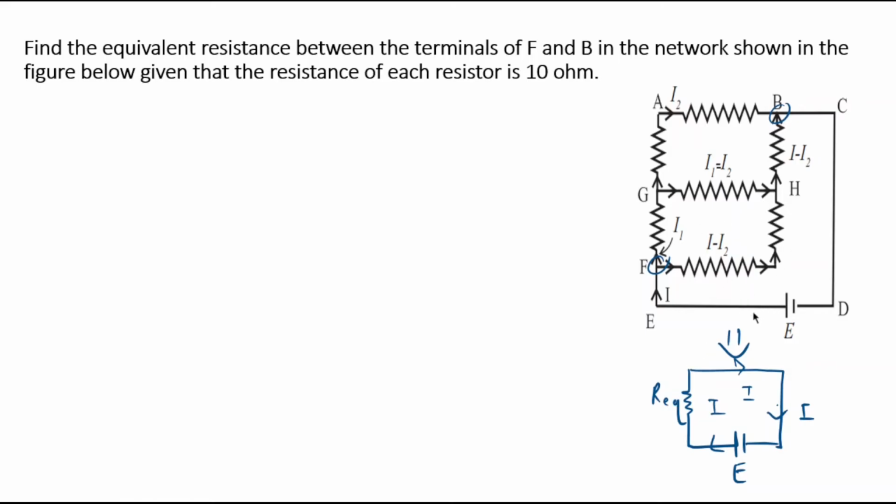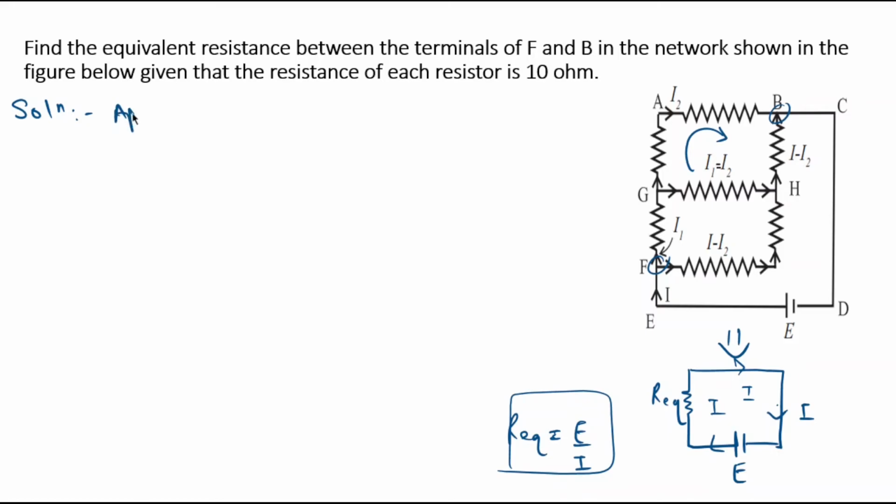So the equivalent circuit diagram will come to be this thing. Now when you apply Ohm's law, the R equivalent comes out to be E upon I. So essentially, if you find the ratio of E upon I, you will find the value of equivalent resistance. So let's try to do that here. Solution: let's apply KVL at loop A, B, H, G, A, that is like this.